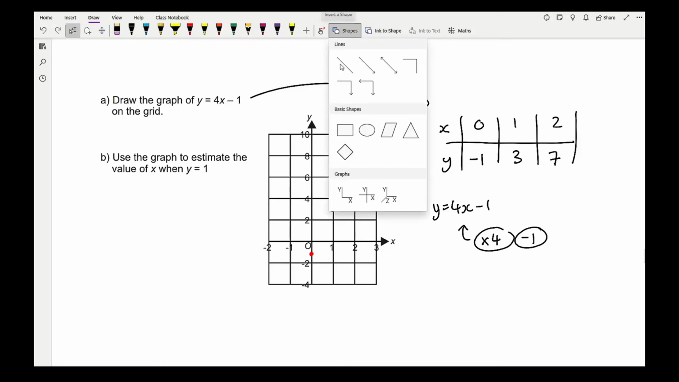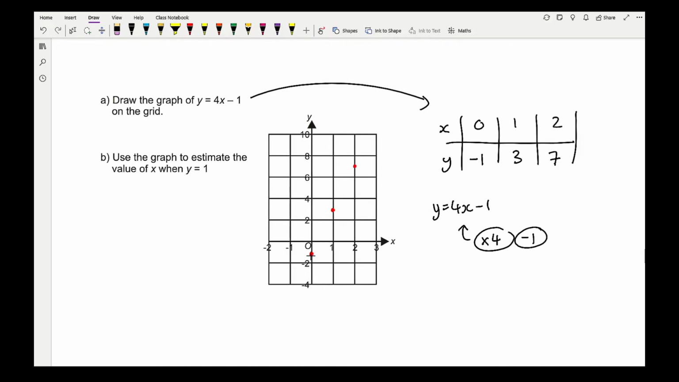Now again, you just need to be a little bit accurate. This one's going to be a little bit sketchy, but we'll do our best. Let's just join those points up as best that we can, like so, and I'm just going to extend that line like we mentioned. There we go. Right, now in terms of question B, it says use the graph to estimate the value of x when y equals 1.